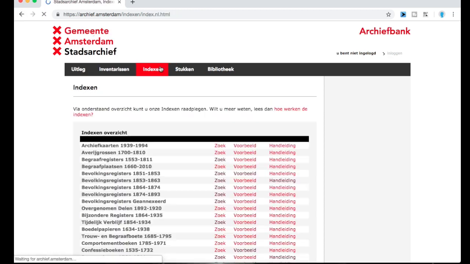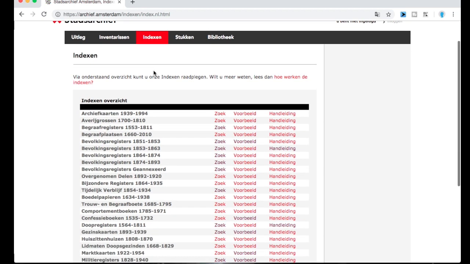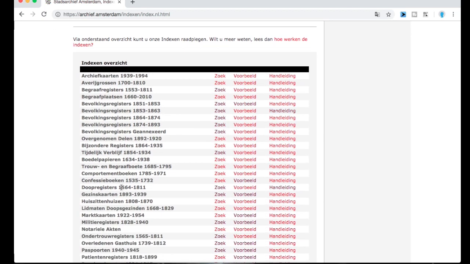Just go here. The next piece that we're going to be looking at are the dupe registers. And the dupe registers also come up as the baptismal records, but they aren't all baptism records, and they relate to all sorts of populations within Amsterdam. So it's not just anyone who was Christian or Catholic or anything like that. You have Jews in here. I believe you have Mennonites. You have just all sorts of people represented.